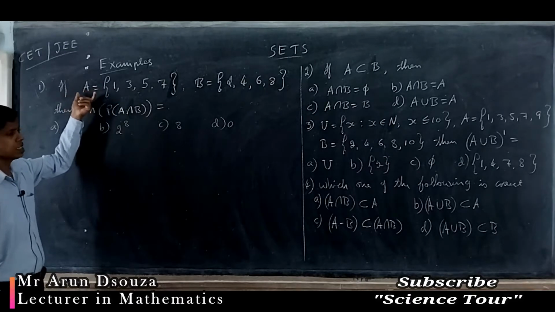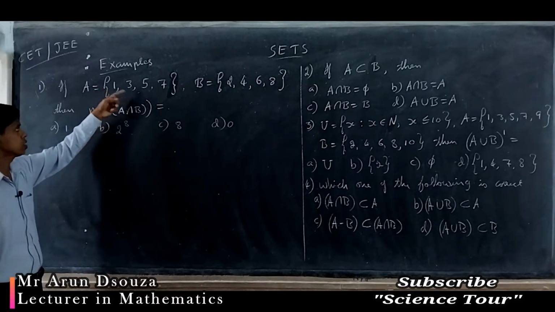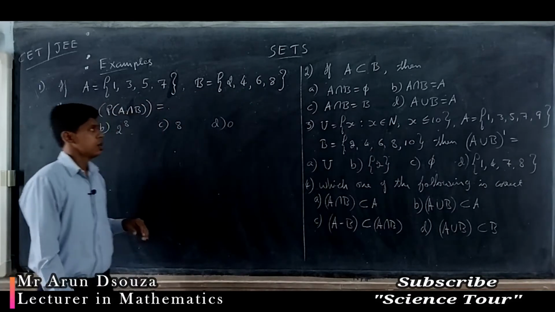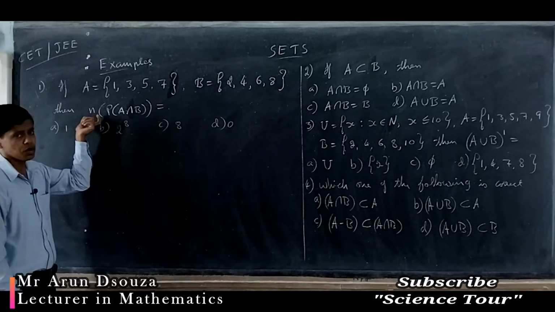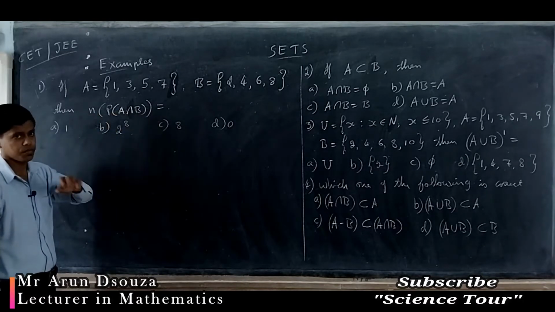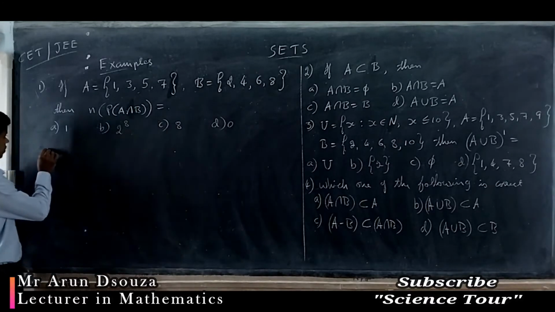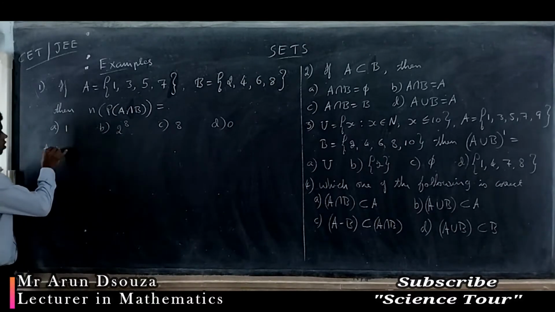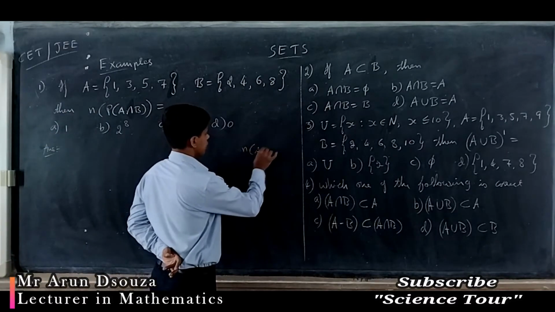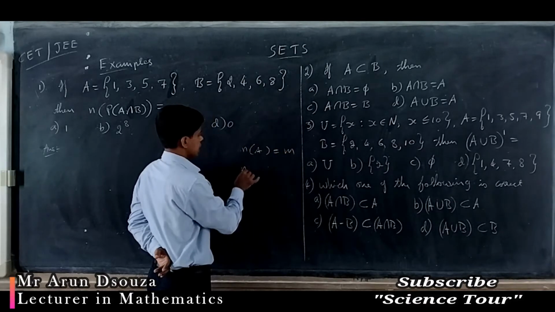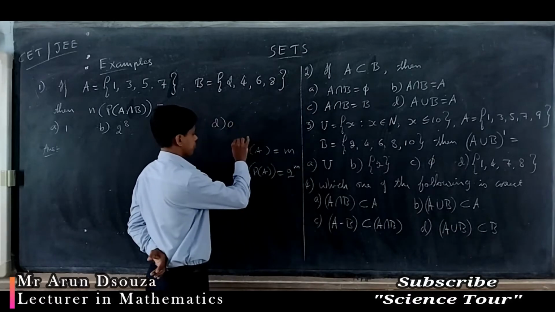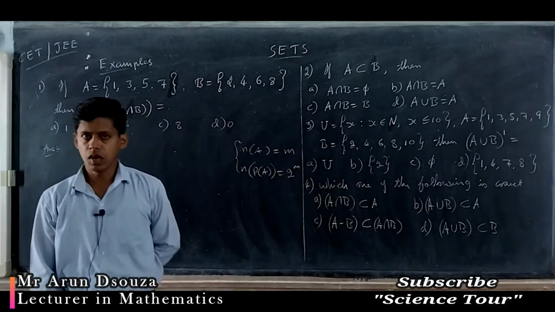You have the set A being given here, that is 1 3 5 7, and the set B is 2 4 6 8. Now what you need to find is number of elements in the power set of A intersection B. Okay, pretty clear? You know the formula to find the number of elements in the power set. If n of A is m, then number of elements in the power set of A is 2 raised to m. Correct? So that's the formula you know.